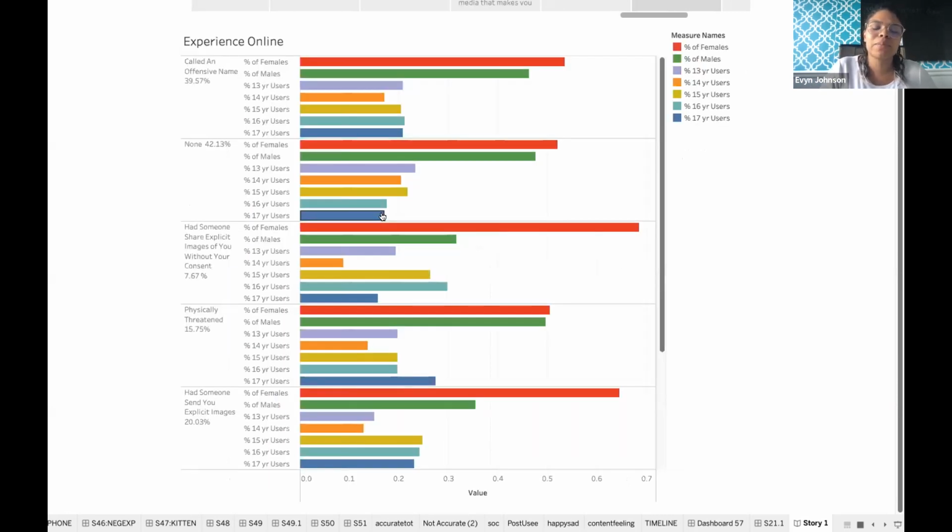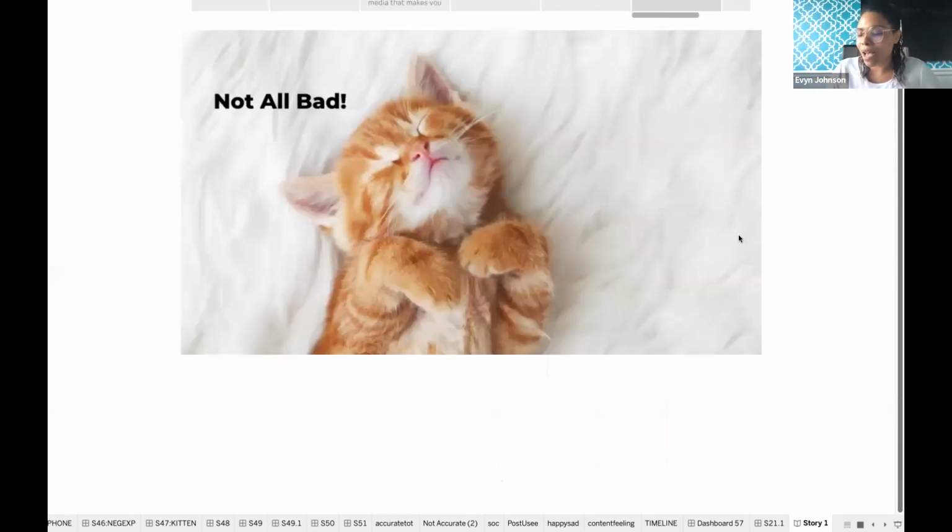Here's some of the other negative experiences that teenagers 13 through 17 have experienced online. You can see that red is females, and there's a higher percent of this stuff happening to females than males. This is 13 through 17-year-olds who are called an offensive name online. So that's almost 40% of them. But I also want you to note this 42% here of teenagers that said they haven't experienced any of this. So that leads me to my next point of saying, it's not all bad.